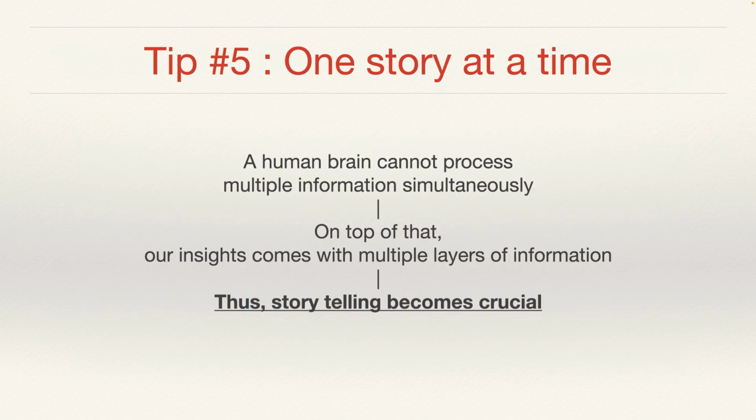Now, the very last tip would be to provide one story at a time. So a human brain cannot process multiple information simultaneously. So providing complex storylines will rather make the overall hypothesis too complex. So we should be able to make it as simple as possible. And in order to make it simple, we should provide one story at a time.